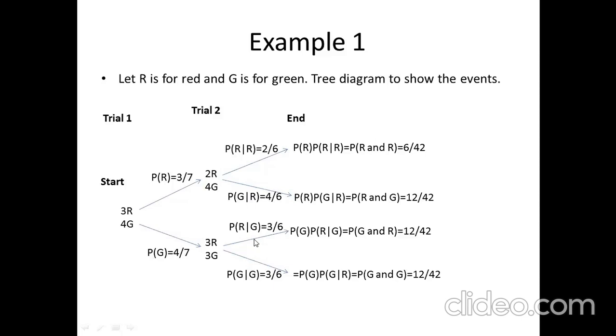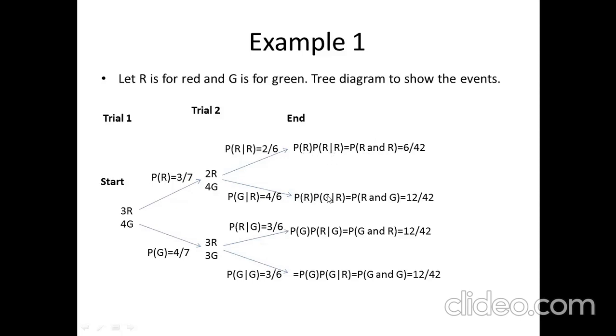Probability of red given green is 3 by 6, and probability of green given green is also 3 by 6, as it is obvious from the sample space. So after the end of trial 2, the experiment is completed, and we could end up in any of these 4 situations. The first situation is probability of red and red, which means that in both trials a red ball was drawn, and the probability of it would be 6 by 42, which is the product of the probability of red and the probability of red given red. The probability of red is the probability in the first trial, and the probability of red given red is the probability of red in the second trial, if a red was drawn in the first trial.